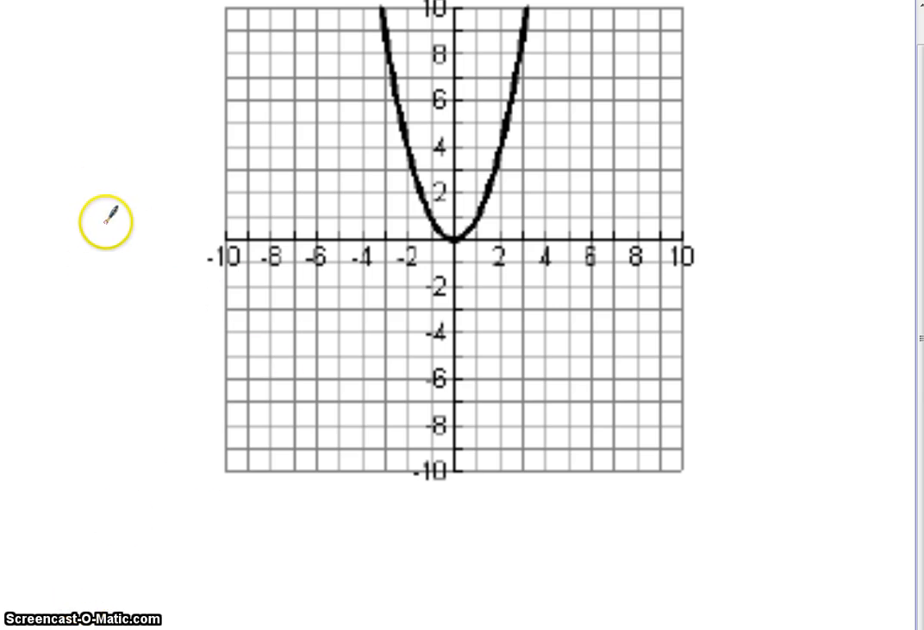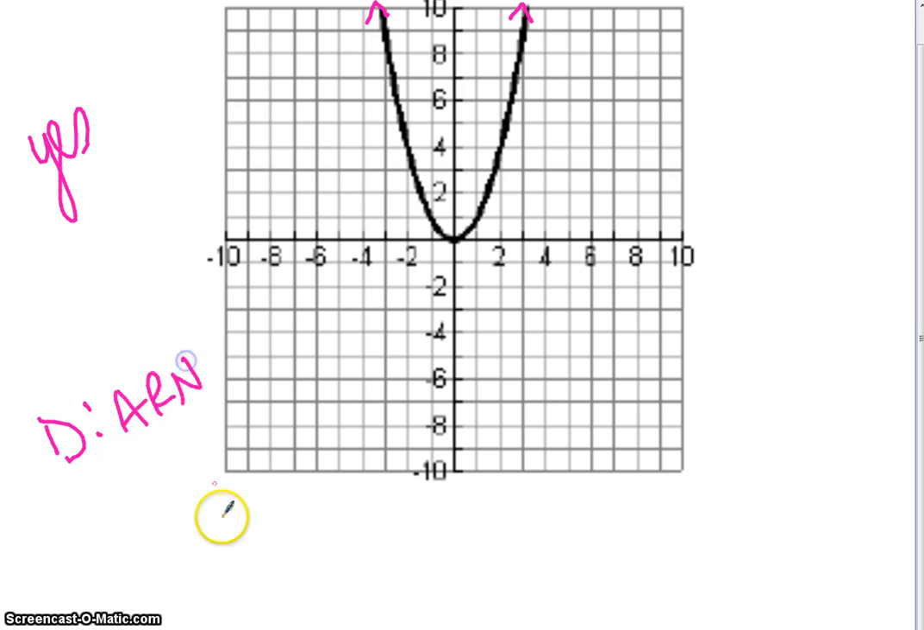On this one, first of all, is it a function? Remember, we have to assume that these are arrows. Do your vertical line test and it passes, so yes, it's a function. Your domain is left to right, but those arrows mean it's getting wider and wider as it goes, and it goes forever. So it goes forever to the left and forever to the right.